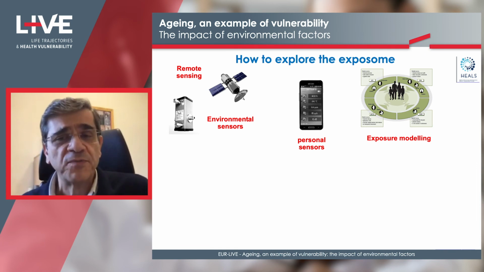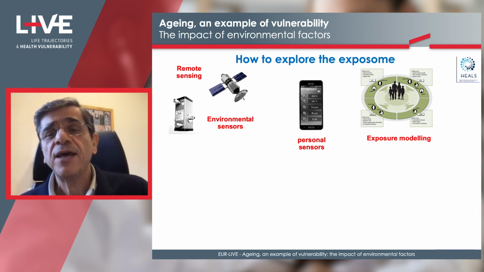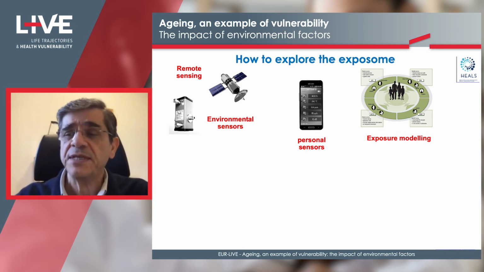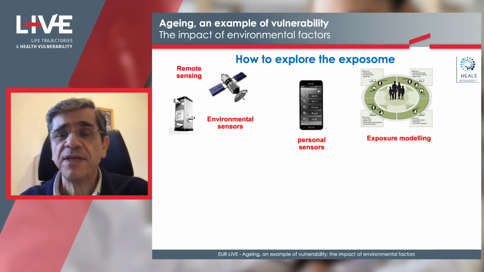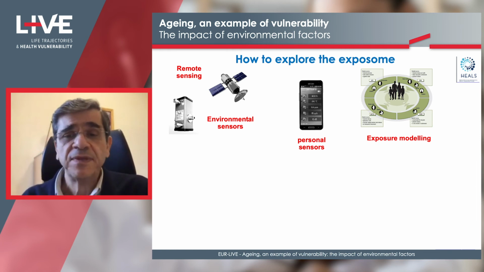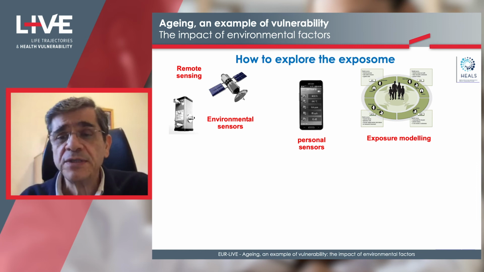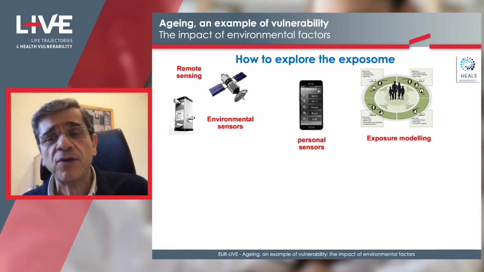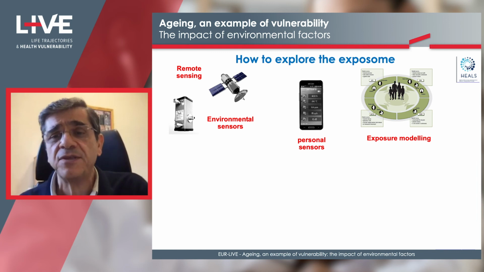You can have a lot of information from satellites, but you can also have a lot of information from sensors that you can put in the environment. For example, how many particles do we have in the air, or on yourself. This can measure, let's say, noise, also particle dust, or many chemicals. So you can learn a lot with these sensors. There's a lot of activity on this.